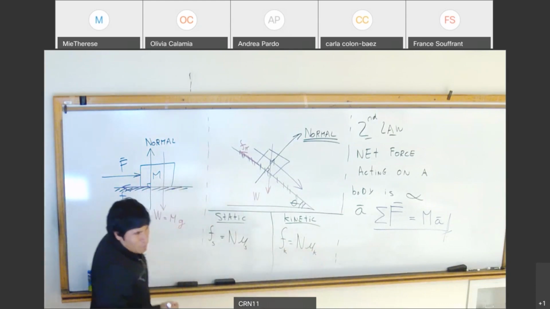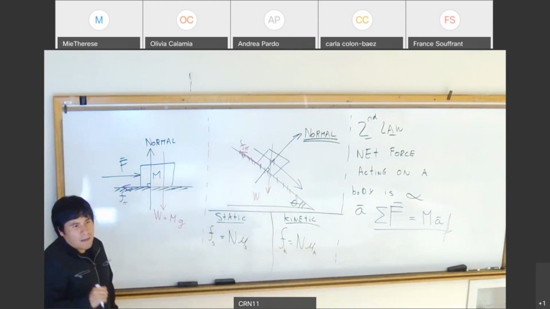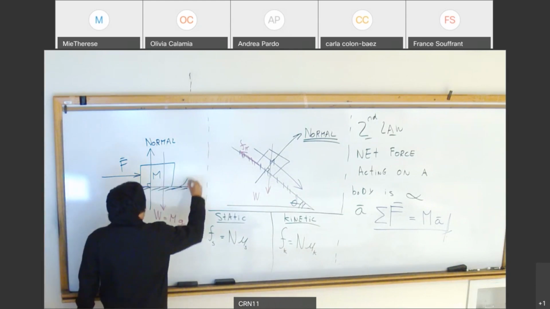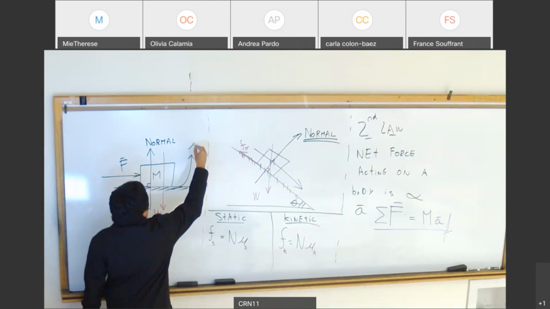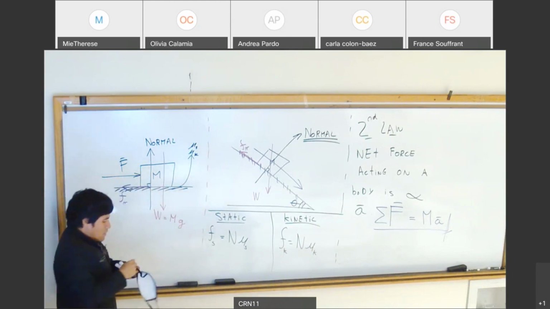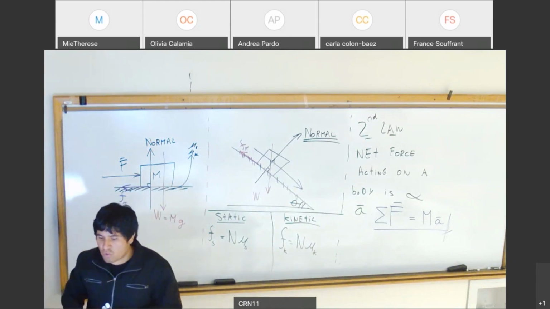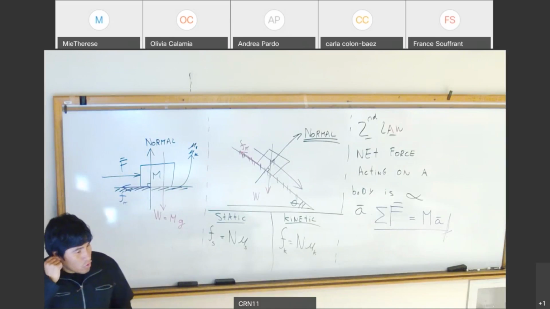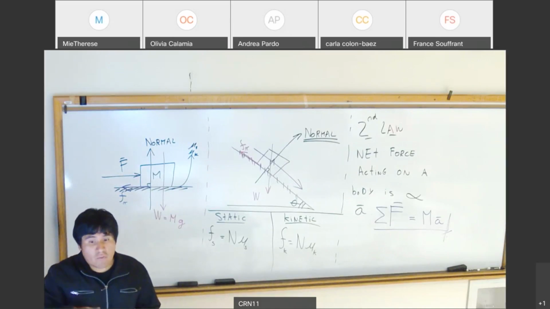So you're probably wondering, what's that mu? Mu is a particular property of a surface. A surface normally has both mu S and mu K. And as you are probably guessing, static friction is the friction due to a body that is not moving. Kinetic is the friction due to a body that is already moving.